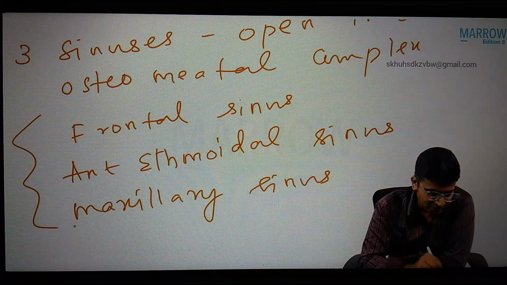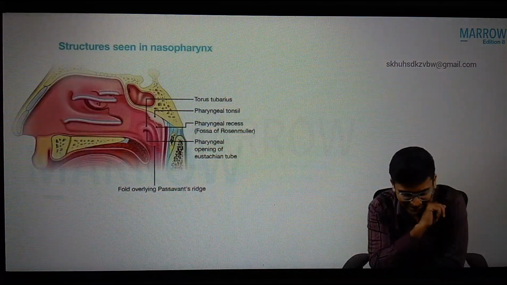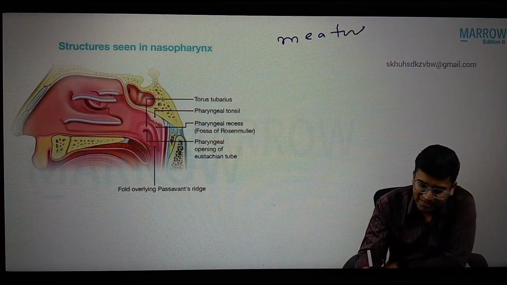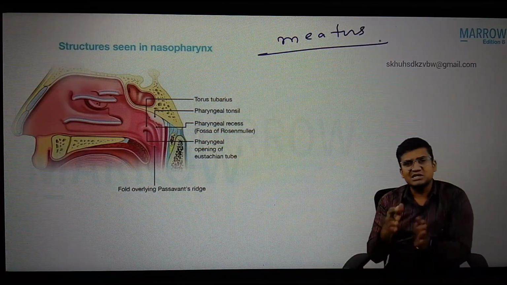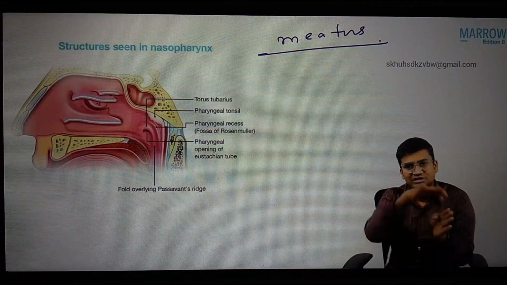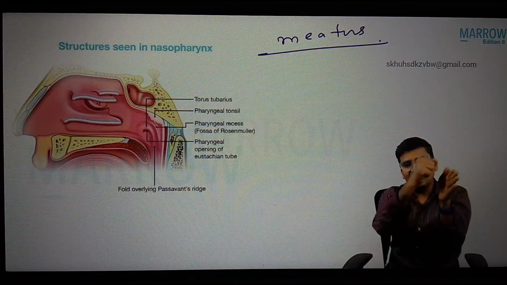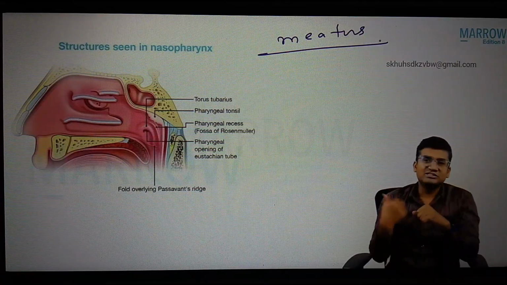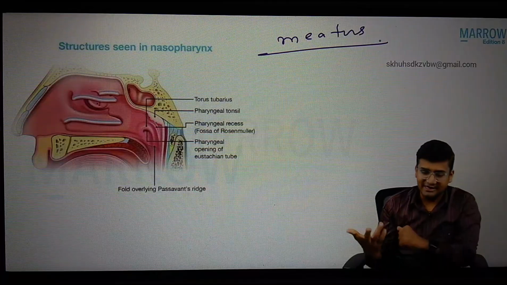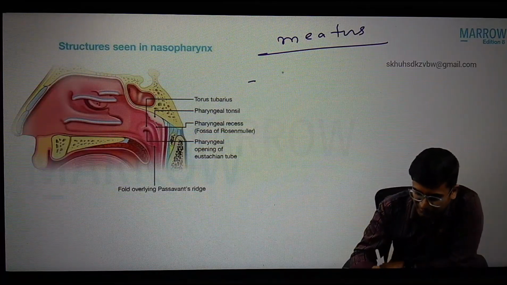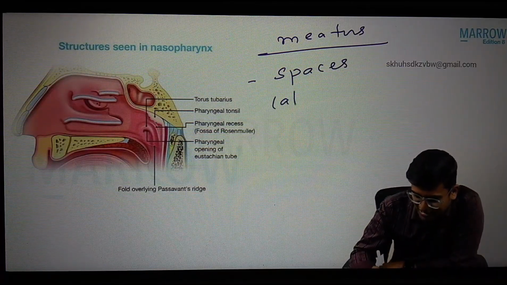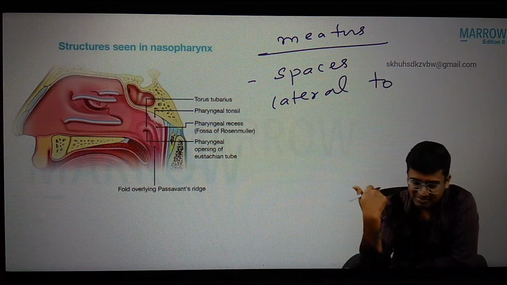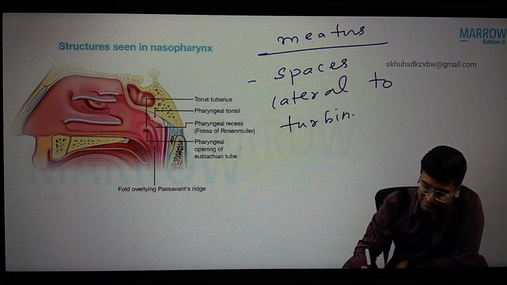Okay, right. Now see the diagram. In this diagram, we are seeing the meatus. Now what is meant by meatus? Meatus are nothing but the spaces which are just lateral to the turbinates. We have some projections on the lateral wall. If you remove the turbinates, we see some spaces in the lateral wall. Those spaces are called meatus.